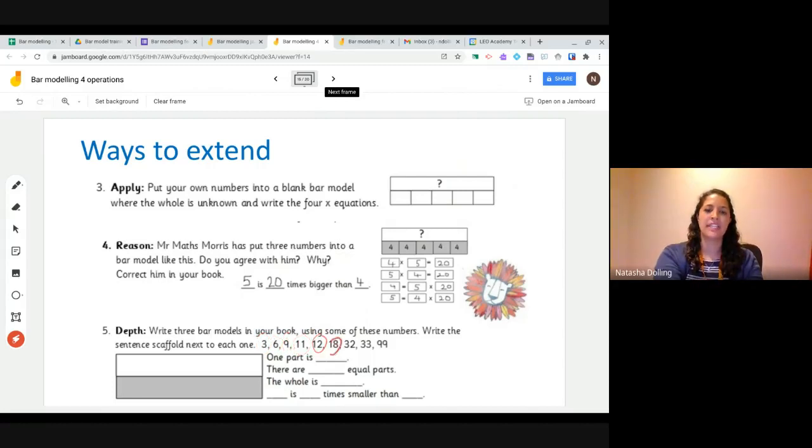And the same thing here where I've given children a list of numbers, so 3, 6, 9, 11, 12, 18. You can see they're all linked. And the children have got to put the numbers into the bar model here. And what I'm looking for is that flexibility and that versatility with number. Can they, for example, make 6 the number of equal parts in one bar model, but in the next bar model, it is what one part is worth, for example.